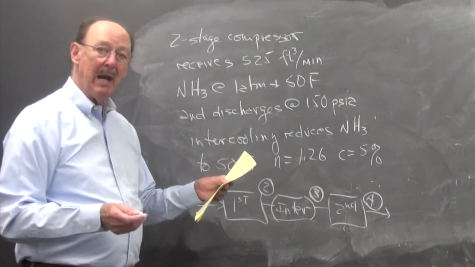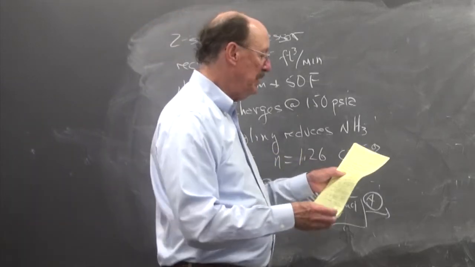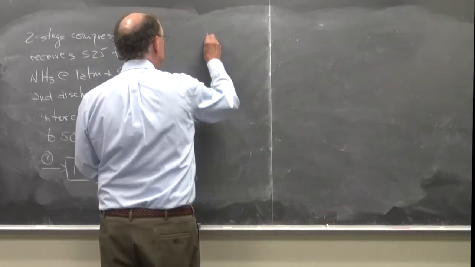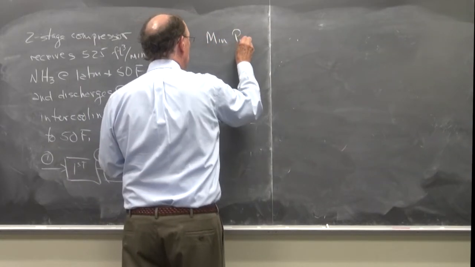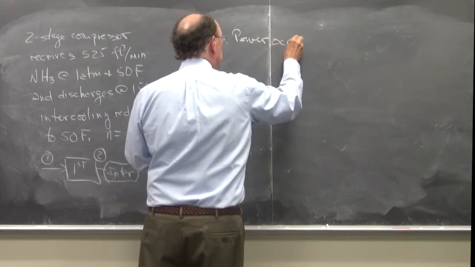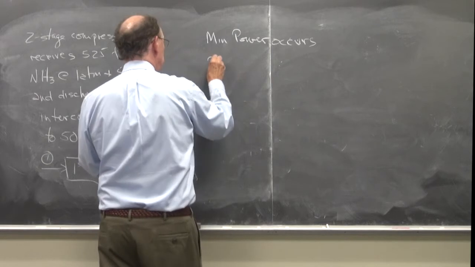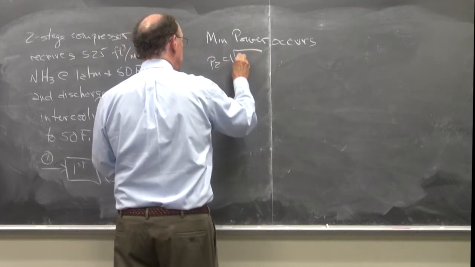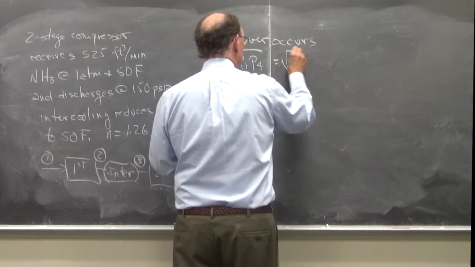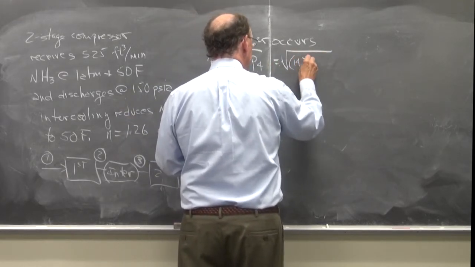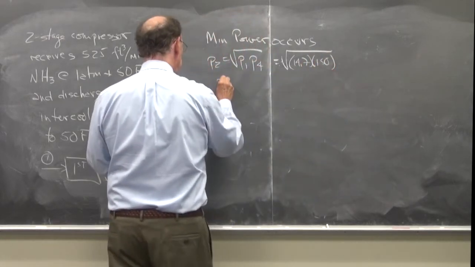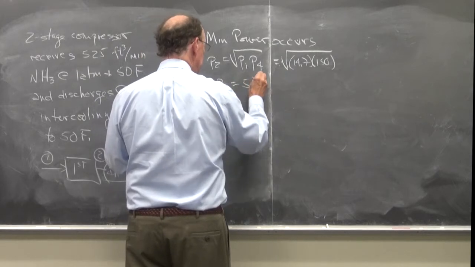And so the minimum power occurs when P2 is equal to that square root of P1 times P4. So the minimum power occurs when P2 is equal to the square root of P1 P4, the square root of 14.7 times 150, and so P2 is equal to 50 psia.